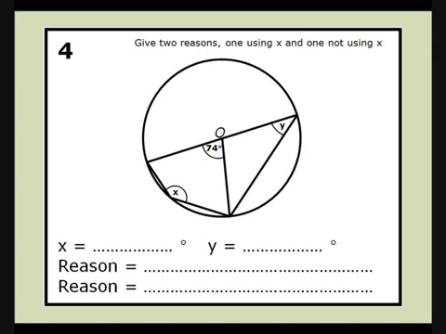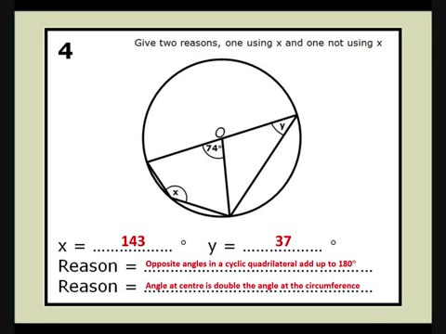Question 4. We don't need to work out x first in this question, but if we want to, we have to use the arrowhead rule in another of its disguises. X is half the size of the reflex angle at the centre that makes up 360 degrees with the 74 degrees. 360 take away 74 is 286, and half of 286 is 143 degrees. Y is 37 degrees, and we are asked for two reasons, one using x and one not using x. We can use our answer for x because x and y are opposite angles in a cyclic quadrilateral, so they add up to 180 degrees. Alternatively, y is half of 74 degrees, because we have the third of our arrowhead's disguises, the flag.